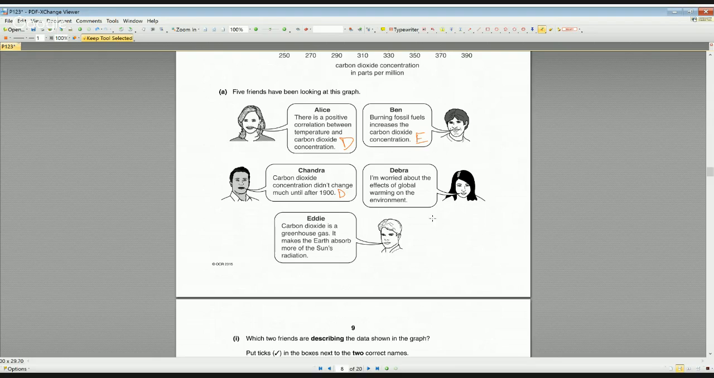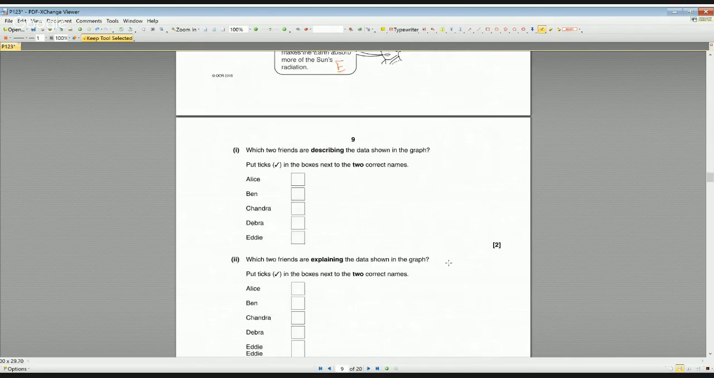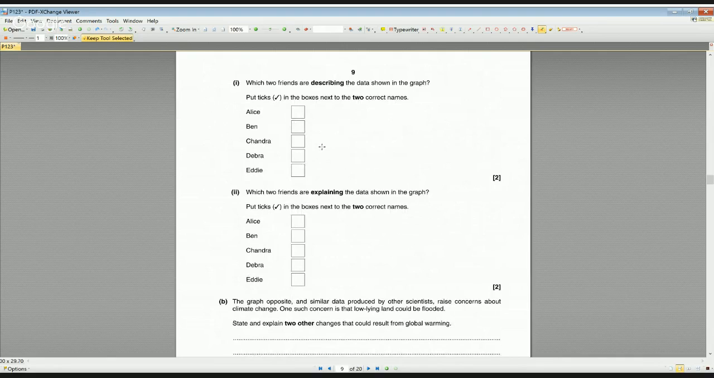Deborah says she's worried about the effects of global warming on the environment. She's neither describing the graph nor explaining what she can see on the graph. She's just making a related statement. So she's doing neither. And Eddie says that carbon dioxide is a greenhouse gas. It makes the Earth absorb more of the sun's radiation. Again, that is an explanation for what we can see. So if you scroll down here, we're looking for 2 descriptions. That's Alice and Chandra. And the 2 explanations would be Ben and Eddie.